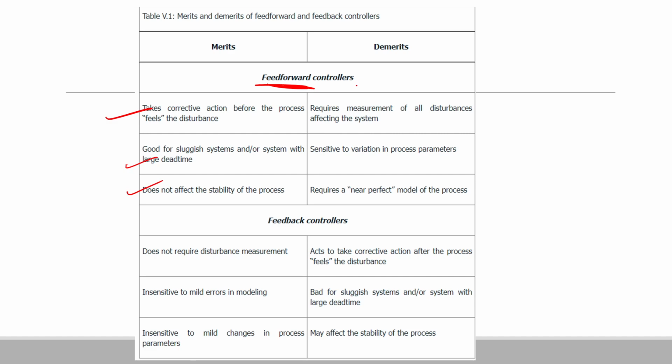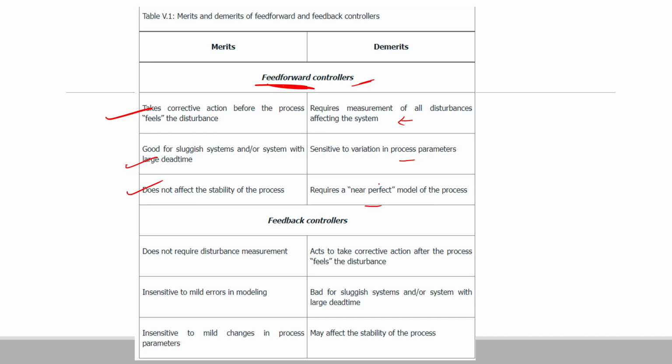But there are disadvantages to the feed forward controller. It requires the measurement of all disturbances affecting the system, which is not possible in most cases. Disturbances are usually unknown, so it is hard to predetermine them. Then we need a process model for the feed forward controller, and that model would have some parameters that may change with time or may show drift with time. Such models are sensitive to variation in process parameters, and this will ultimately affect the performance of the feed forward controller. It requires a near perfect model.